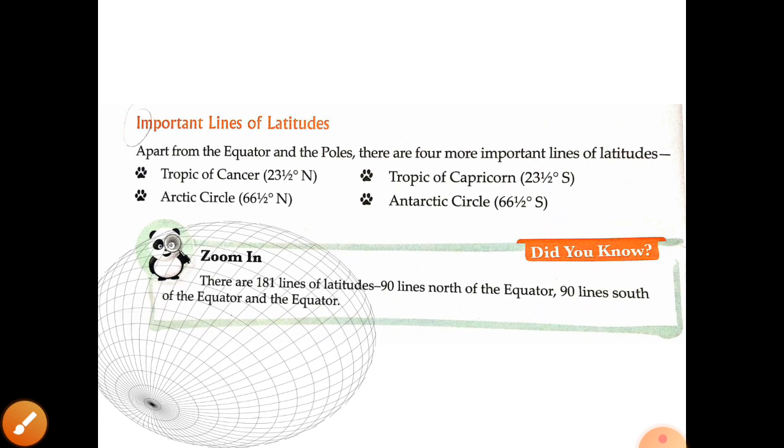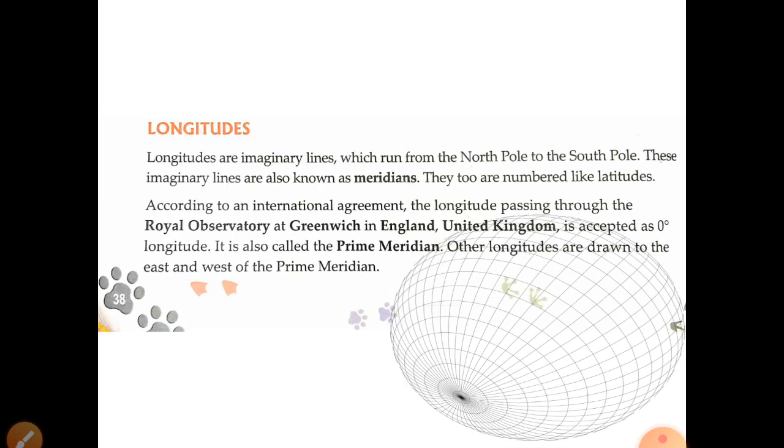One important thing you have to remember: there are 181 lines of latitude. How many lines of latitude are there? 181. There are 90 lines north of the equator, 90 lines south of the equator, and the equator, which means 90 plus 90, 180, plus the equator, which means 181. Remember it. In total, there are 181 latitudes.